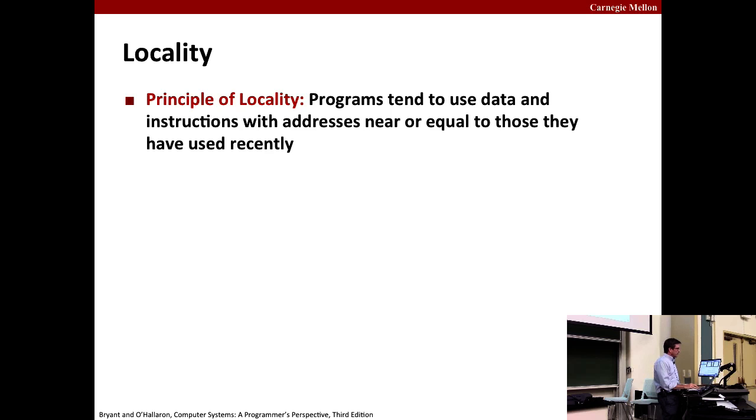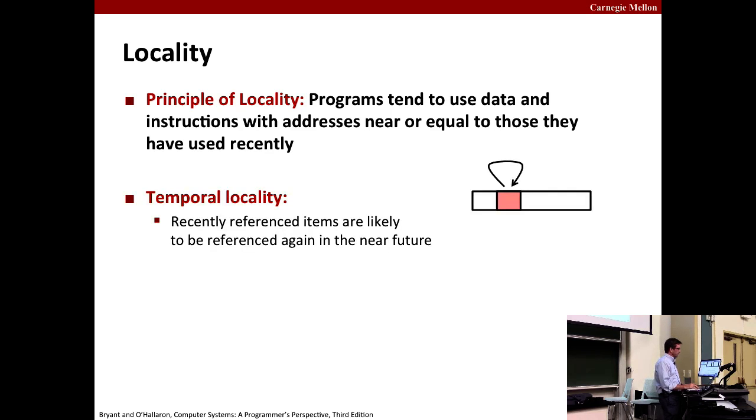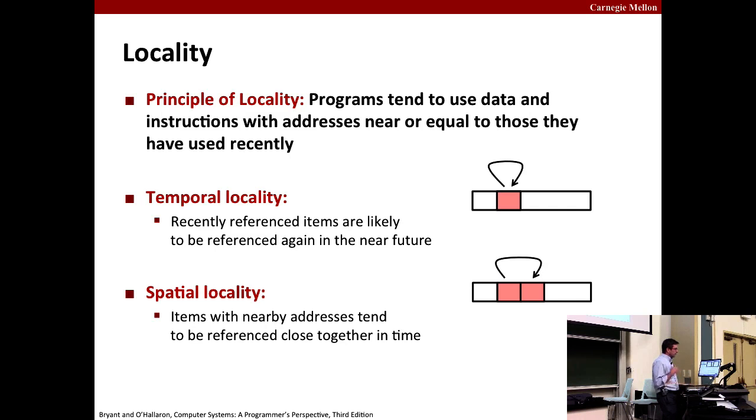We typically distinguish two different kinds of locality. Temporal locality is the property that recently referenced items are likely to be referenced again in the near future. So if you read a variable, chances are you're going to read that variable again. For example, suppose you're summing into a variable inside of a loop. Each loop iteration, you're going to access that variable. Spatial locality is the tendency that if we access one item, chances are high we're going to access a nearby item.